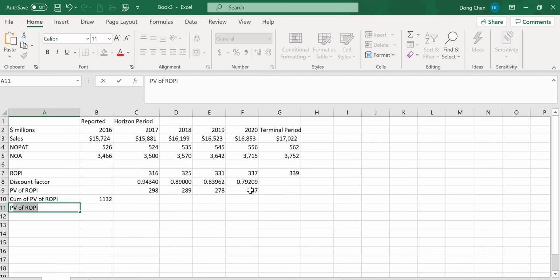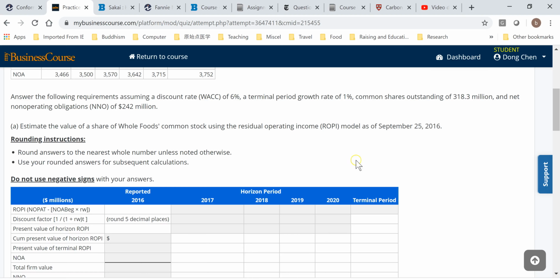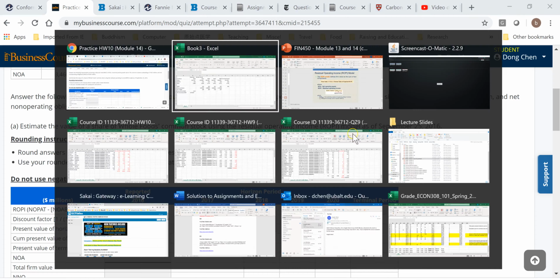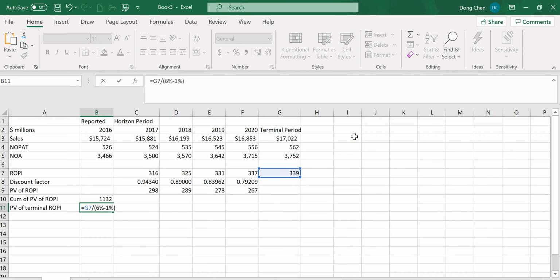So then I need to calculate the present value of the terminal ROPI. This is basically the terminal ROPI divided by the discount rate, WACC, which is 6%, minus the growth rate in the terminal period. The growth rate is 1%, right? So it's 1%. But so far, this value is the present value in terms of the last period of the horizon period, which is 2020.